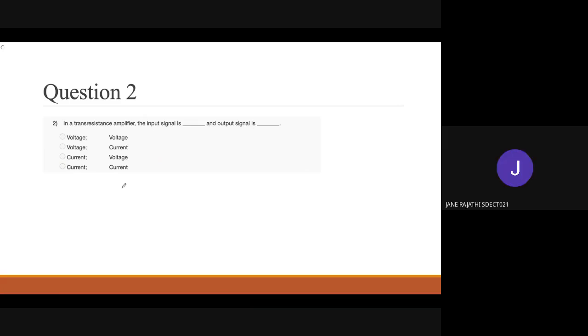Option C, ma'am. Yes, option C is the right option. Current voltage. This is question number three. The voltage mixing current sampling feedback topology is also known as shunt series, or shunt.